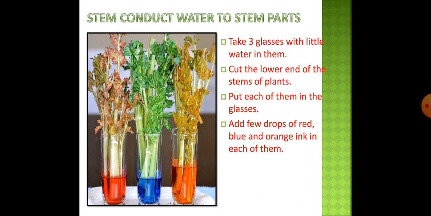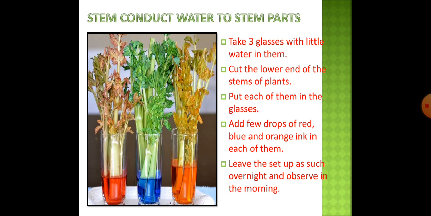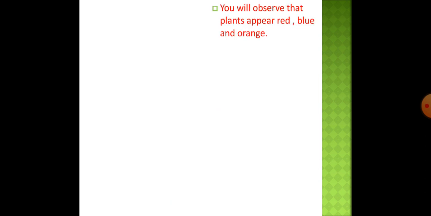As you can see in the given picture, you will have to add few drops of red, blue and orange ink. Now what after that? Leave the setup as such overnight and observe in the morning. Okay, now you will observe that plant appears red, blue and orange, something like this.